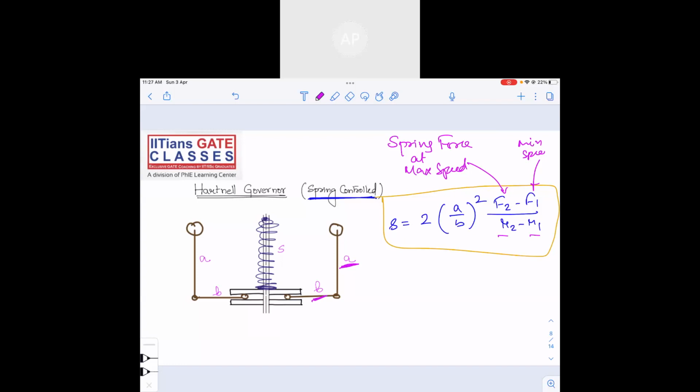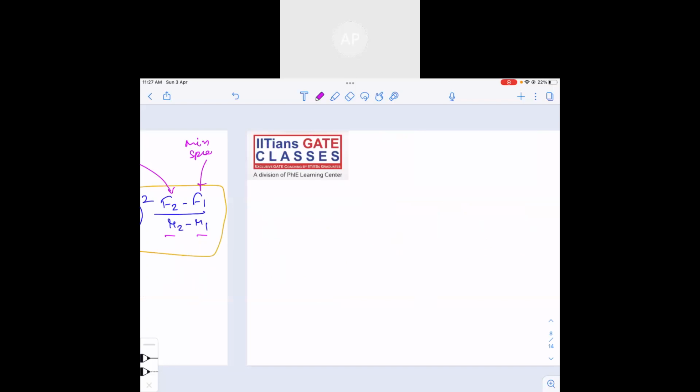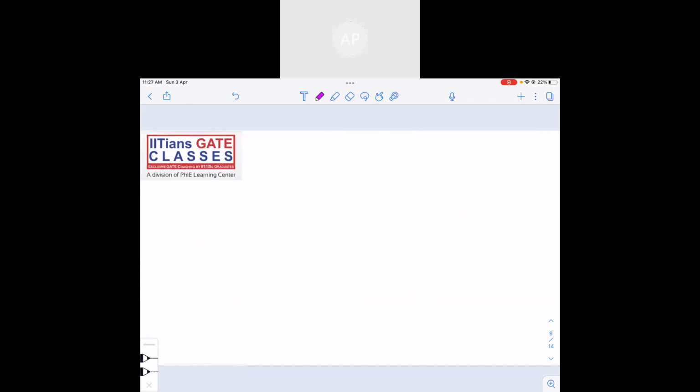Yes, a numerical is possible from this, right? It has never been asked in GATE. Yes, engineering service they have asked, right? So we'll focus according to our GATE syllabus, what has been asked.